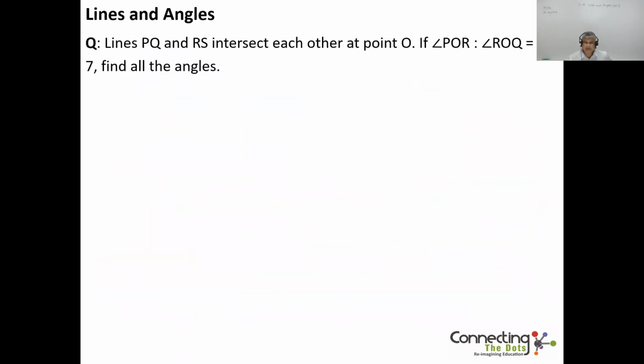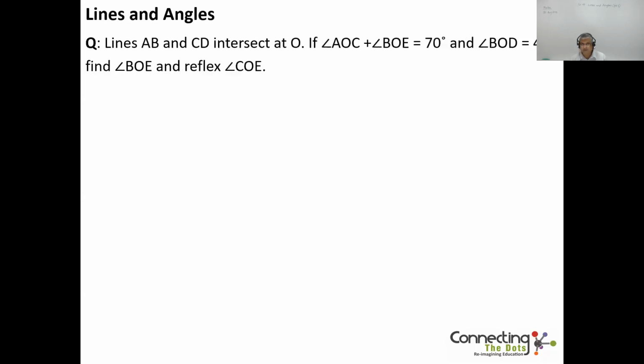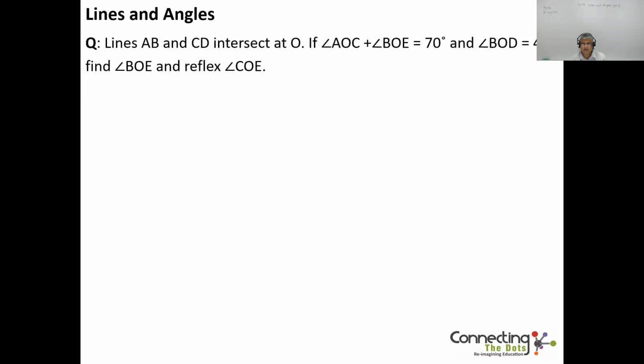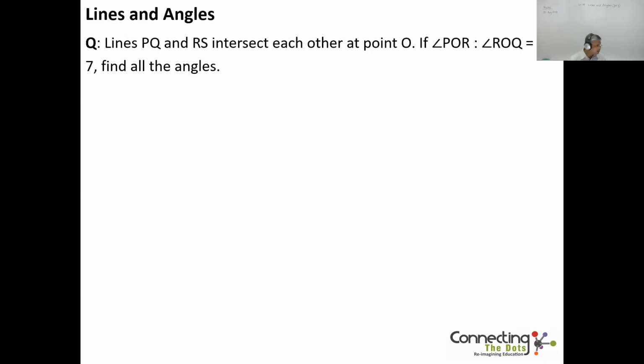So let's see if we can solve some questions. There are lines PQ and RS that intersect each other at O. PQ and RS.